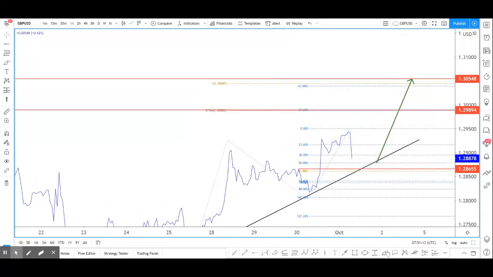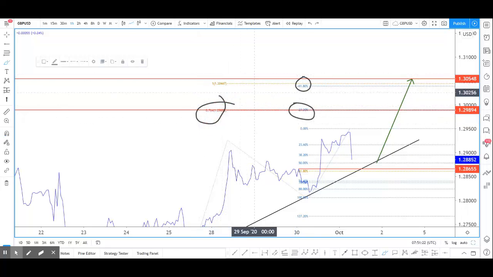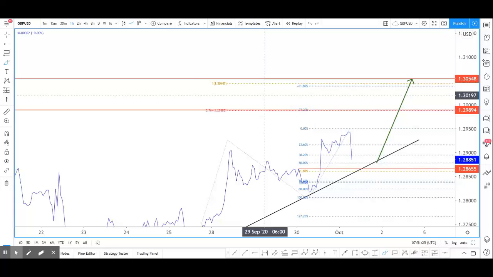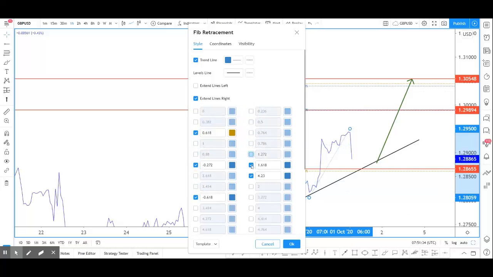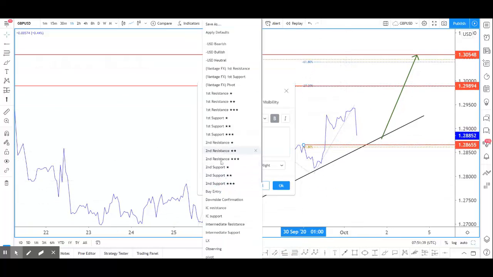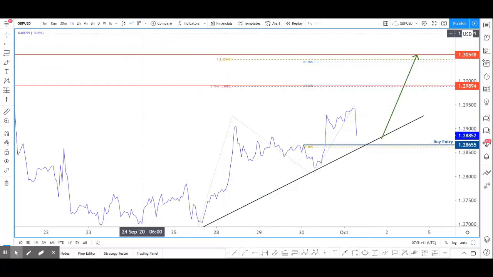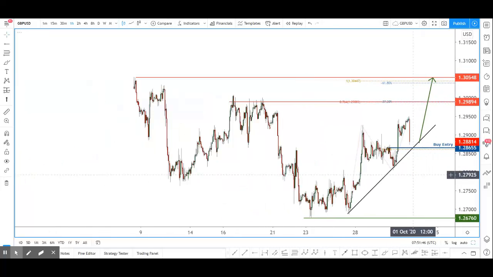Another interesting thing I want to point out is that the negative 27.2 and the negative 61.8 also fall in line with our 4-hour targets. So I'm going to highlight the negative 27.2 and the negative 61.8. This then can be our buy entry. Let's change back to candlestick. We can see the price is nearly at our buy entry.